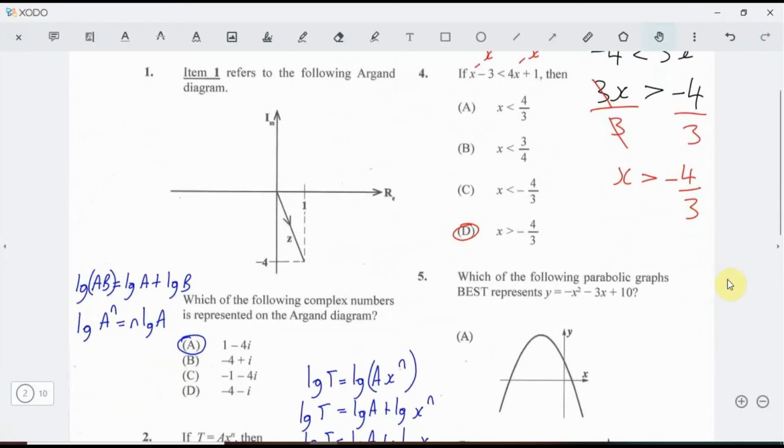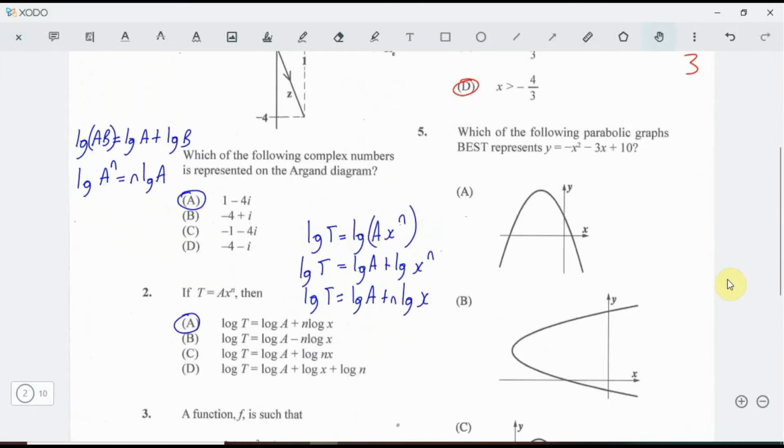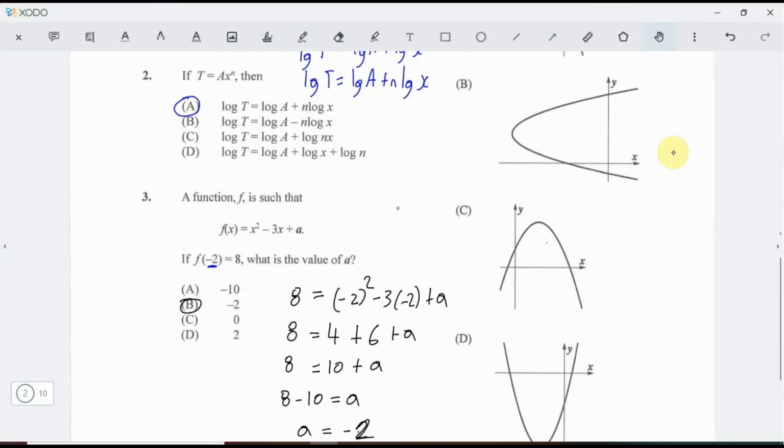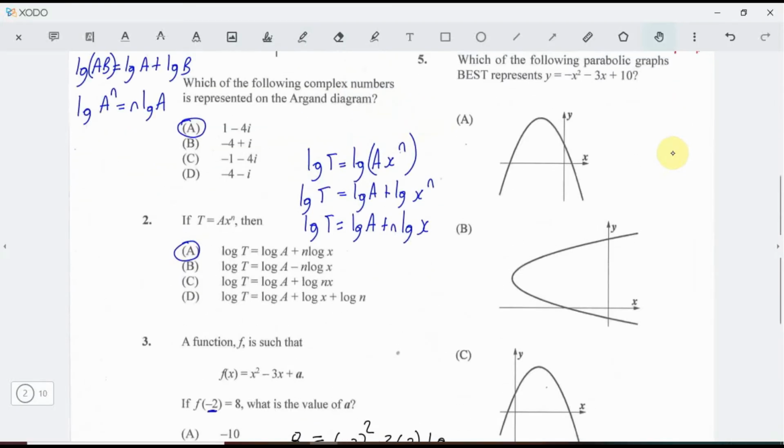Alright, question 5. Question 5 says, which of the following parabolic graphs best represents y equals negative x squared minus 3x plus 10? So we have to remember that whenever you have a quadratic and the coefficient of the x squared is negative, then the quadratic frowns. So we already know that the quadratic frowns since the coefficient of x squared is negative 1. Now, let's see how many graphs frown. We see 2 options with frown.